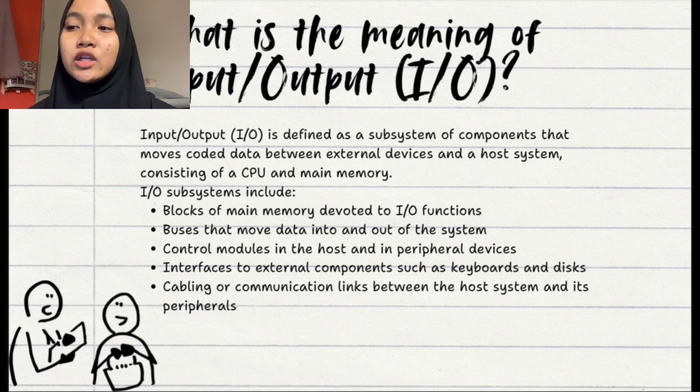The I/O subsystem includes blocks of main memory devoted to I/O functions, buses that move data into and out of the system, control modules in the host and in peripheral devices, interfaces to external components such as keyboard and disk, and lastly, cabling or communication links between the host system and its peripherals.